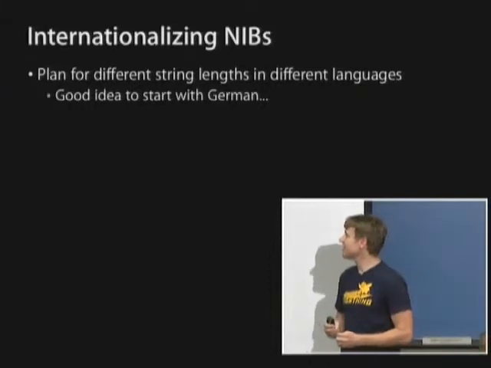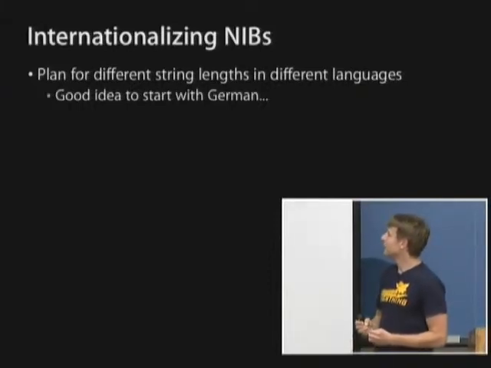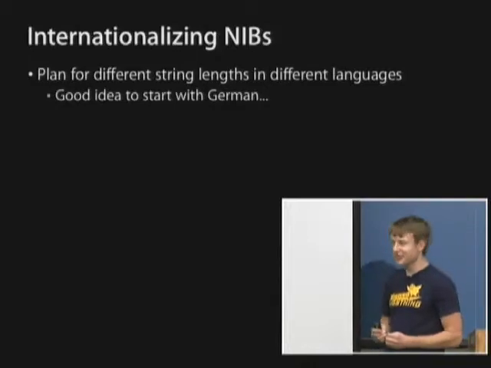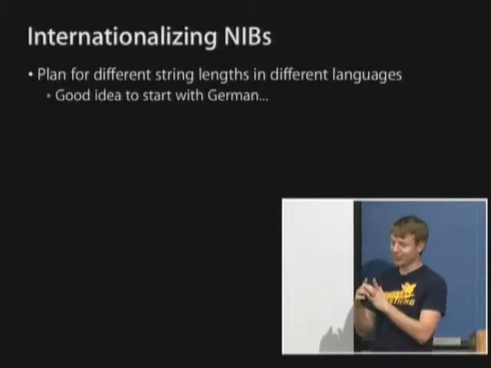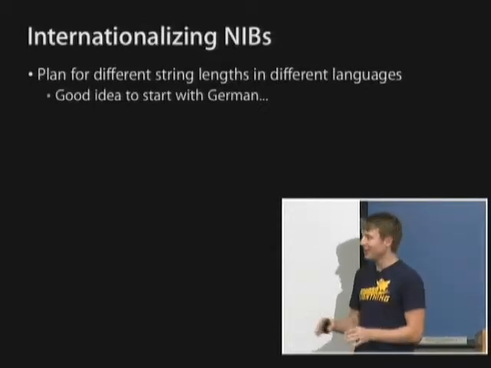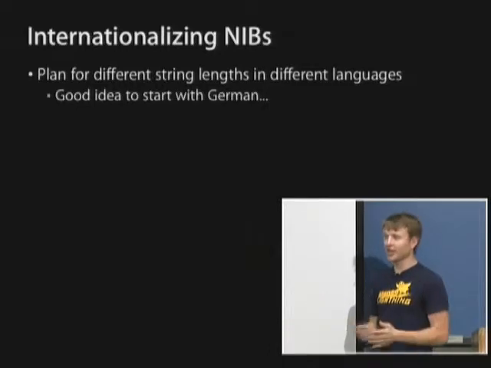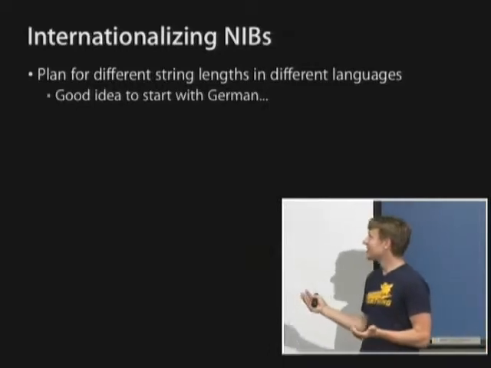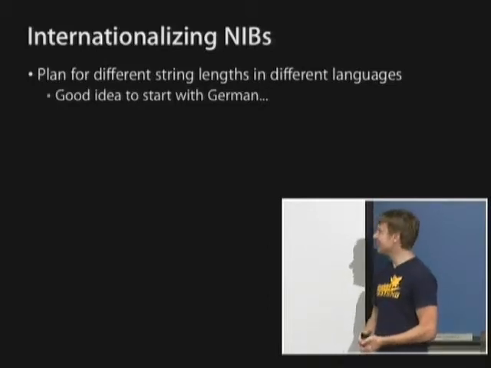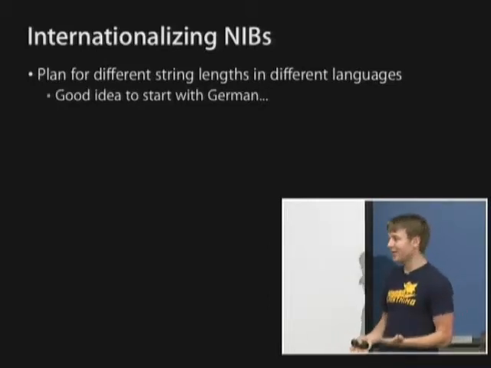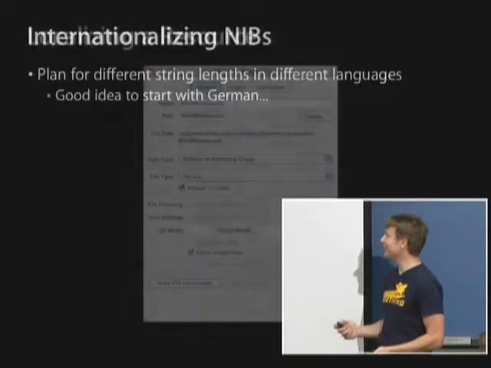As far as internationalizing nibs go, plan for different string lengths in different languages. German is oftentimes a problem: there'll be some little bit of text, a tiny little button in the corner, and it says OK in English, and it turns out in German it's 20 characters long. So it's a great cultural exchange opportunity to think a little more flexibly about how your UI might need to be laid out.